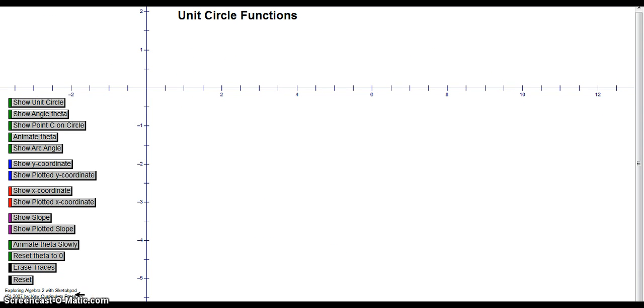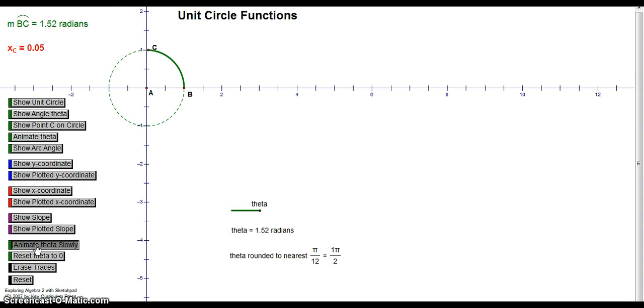Okay, so now to look at the cosine curve. So again, we'll do the unit circle, the angle theta, show a point, we'll show our arc angle, but now we know that cosine is the x values. So if I show the x value, well now as I animate theta around the circle, I can see that the x values are going to just go between negative 1 and 1, and we know that already. But here we can just see a visualization of that.